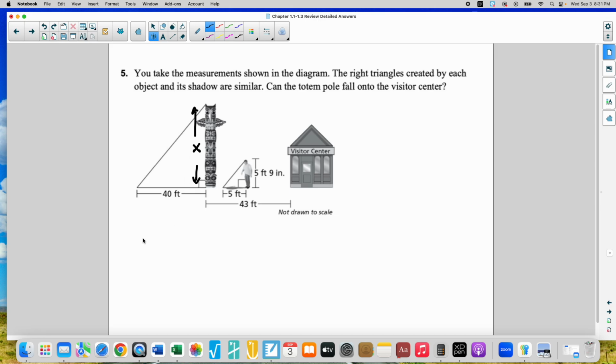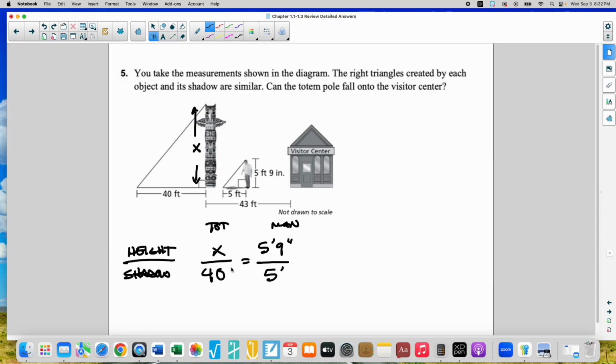So we're going to take the height of the objects over the shadow of the objects. And we're going to do the totem, and we're going to do the man. So the height of the totem is x. The shadow of the totem is 40 feet. The height of the man is 5 feet 9 inches. Yuck. And the shadow is 5 feet.